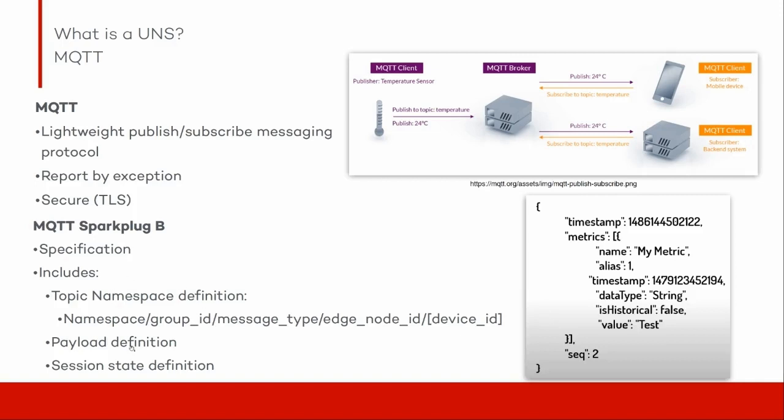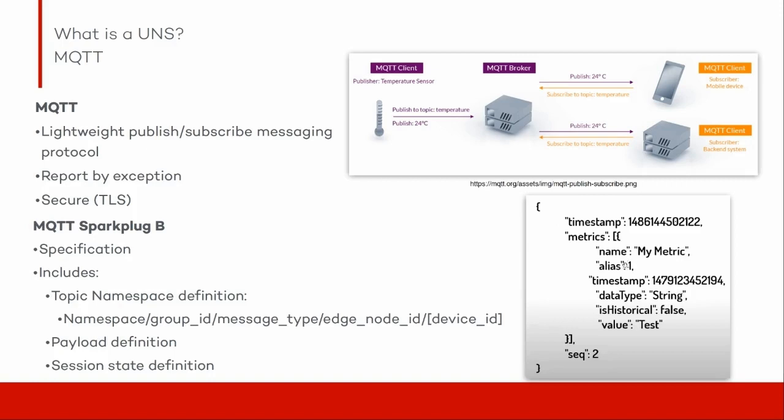Then we have the payload definition. In MQTT Sparkplug B, the payload is encoded using Google protobufs, but here on the right side, we can see a payload that is not encoded in this case, so we can actually see what a payload consists of. So a payload consists of a timestamp of the payload. Then we have a list with metrics, with a name of the topic.